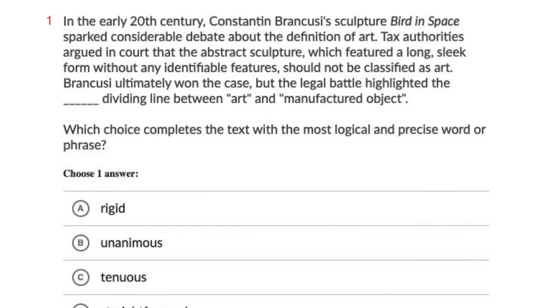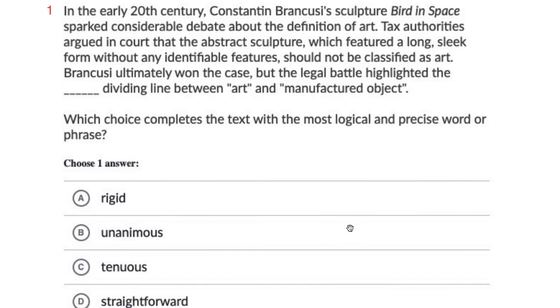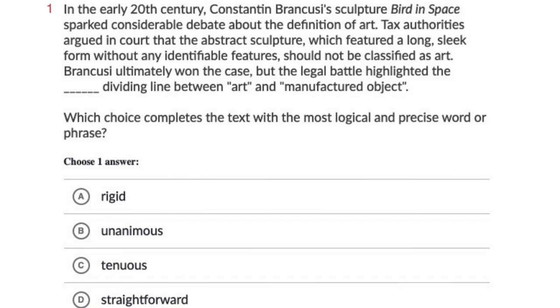So here we are going to go through the words in context questions from the advanced portion of the Khan Academy's website. We're going to make sure to read the whole thing, not rush ahead, because these don't take too long even when you go ahead and read the whole thing.